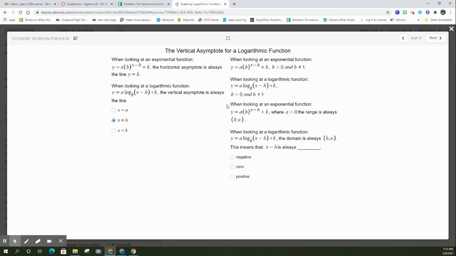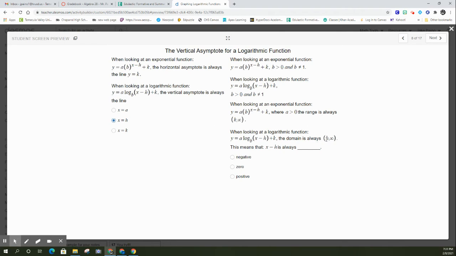Another statement here: when looking at the exponential function, when a is positive, the range is always from the horizontal asymptote k to infinity. It's always above the horizontal asymptote. If a was negative, it's been reflected, but we're not going to be worried about that in this case. When looking at the logarithmic function, the domain is always h to infinity. Just think about it: when we did the inverse, the k became the h, the domain and range switch. So that should make sense.